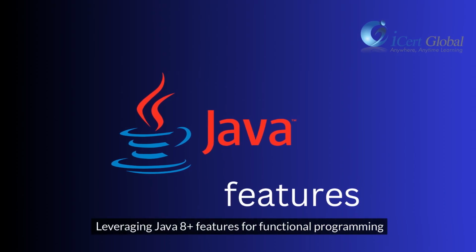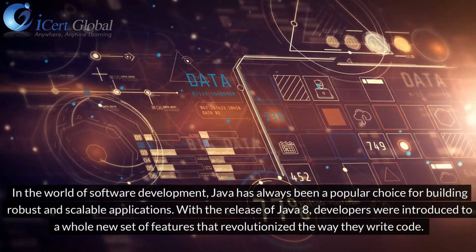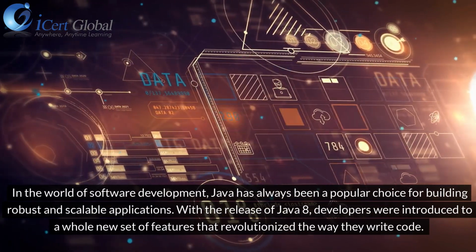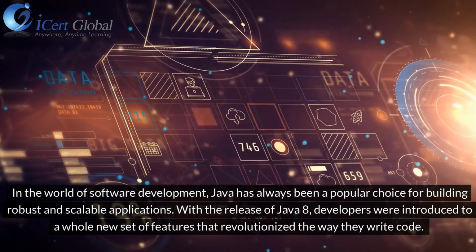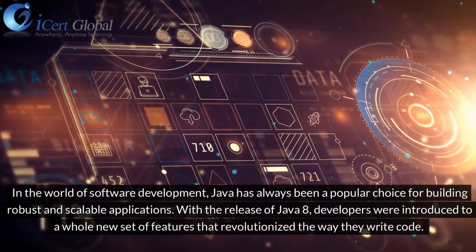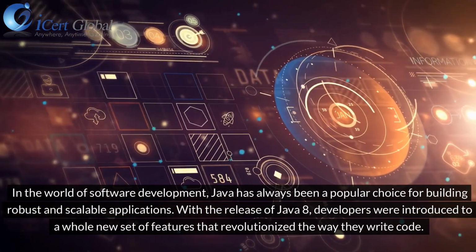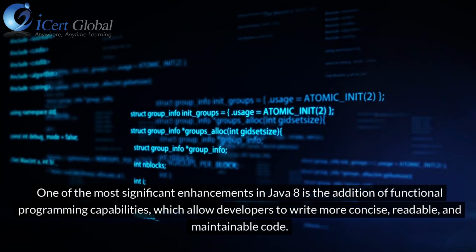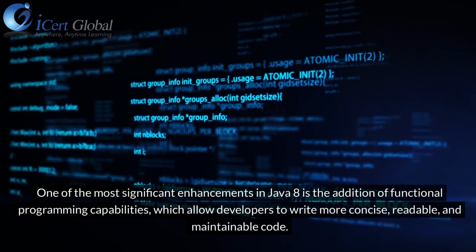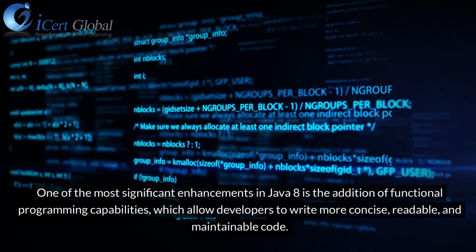Leveraging Java 8 Plus features for functional programming. In the world of software development, Java has always been a popular choice for building robust and scalable applications. With the release of Java 8, developers were introduced to a whole new set of features that revolutionize the way they write code. One of the most significant enhancements in Java 8 is the addition of functional programming capabilities, which allow developers to write more concise, readable, and maintainable code.